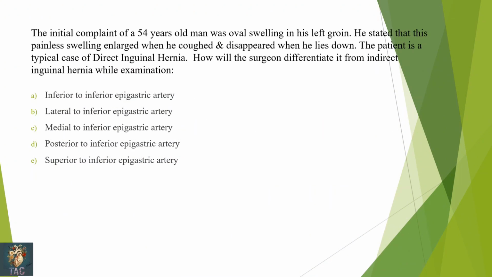Next is, the initial complaint of a 54-year-old man was an oval swelling in his left groin. He stated that this painless swelling enlarged when he coughed and disappeared when he lay down. The patient is a typical case of a direct inguinal hernia. How will the surgeon differentiate it from an indirect inguinal hernia on examination? So it is present inferior to the inferior epigastric artery, lateral to the inferior epigastric, medial to the inferior epigastric, posterior to the inferior epigastric, or superior to the inferior epigastric artery.